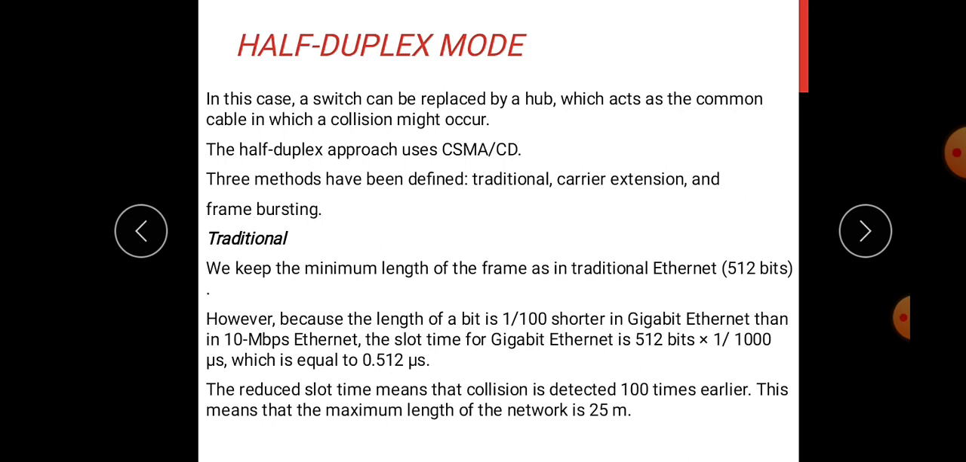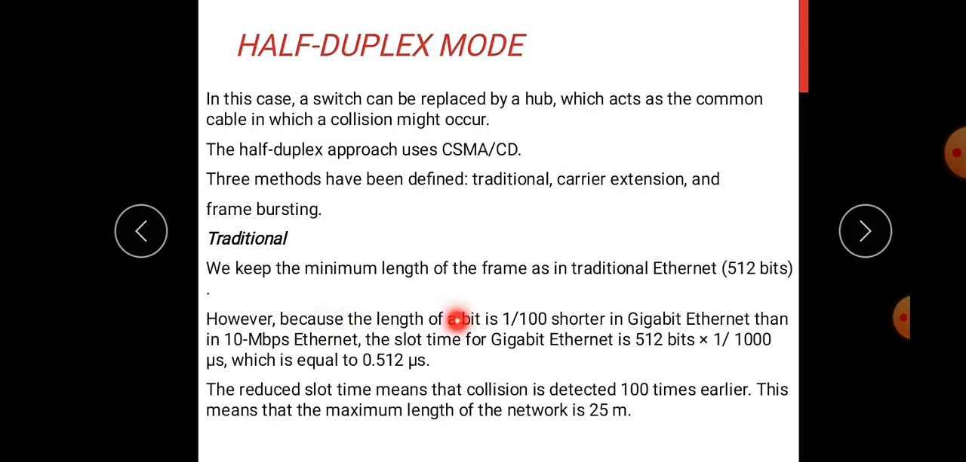Next is half duplex mode. Gigabit Ethernet can also be used in half duplex mode, although it is rare. In this case, a switch can be replaced by a hub, which acts as a common cable in which a collision might occur. The half duplex approach uses CSMA/CD. Here, three methods have been defined, that is traditional, carrier extension and frame bursting.